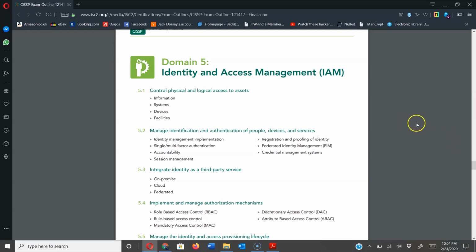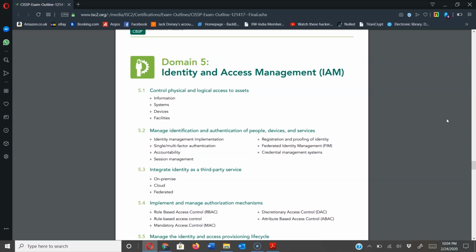We are also looking at managing identification and authentication of people, devices, and services. So here we are going to talk about authentication mechanisms: single-factor authentication, multi-factor authentication. We are talking about single sign-on. We will talk about federated identity management models. We'll look at CASB, or cloud access security brokers. We'll talk about session management from applications and so on and so forth. We will also talk about third-party identity as a service providers, where we integrate those identities like OpenID into our organization and we validate people based on the identity that they have created with those organizations.